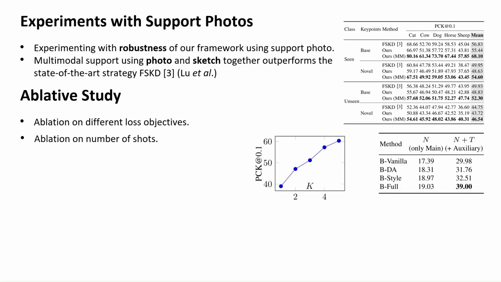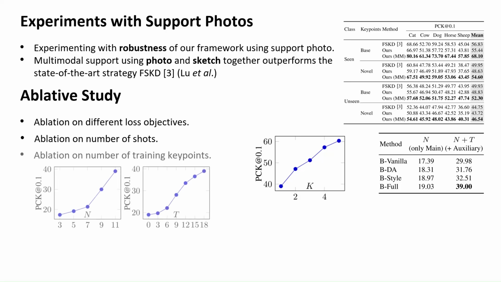We experiment with the number of supports for the few shot setting, and as expected, we observe an increase in performance with the increase in number of supports. We also experiment with number of training keypoints and observe that increasing the training keypoints improves performance as they provide more training data as supervision. This observation holds true for both main and auxiliary keypoints.